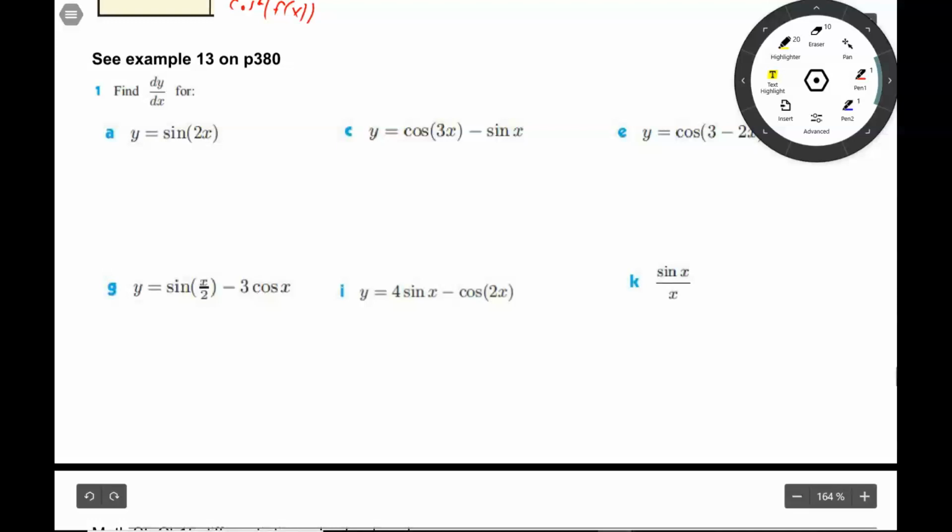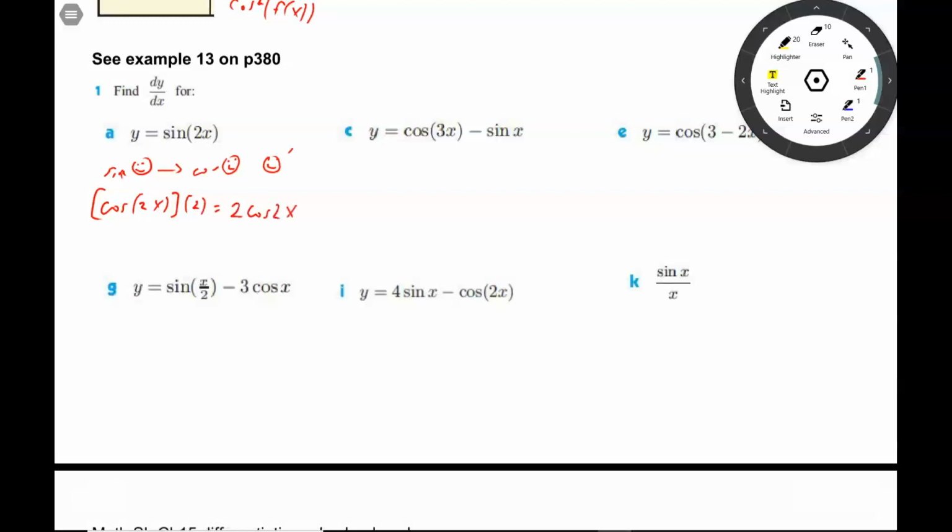So remember, the derivative of sine of something is cosine of something times the derivative of that something. So if it's y equals sine of 2x, then the derivative is going to be cosine of 2x. And then we just multiply all this by the derivative of 2x, which is just 2. We could write that more neatly, 2 cosine 2x, then we don't need any parentheses. Let's look at C. Cosine 3x.